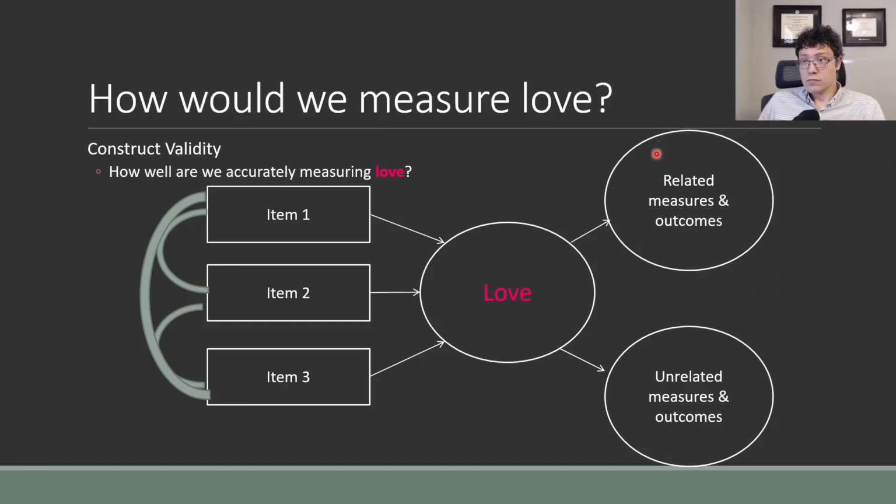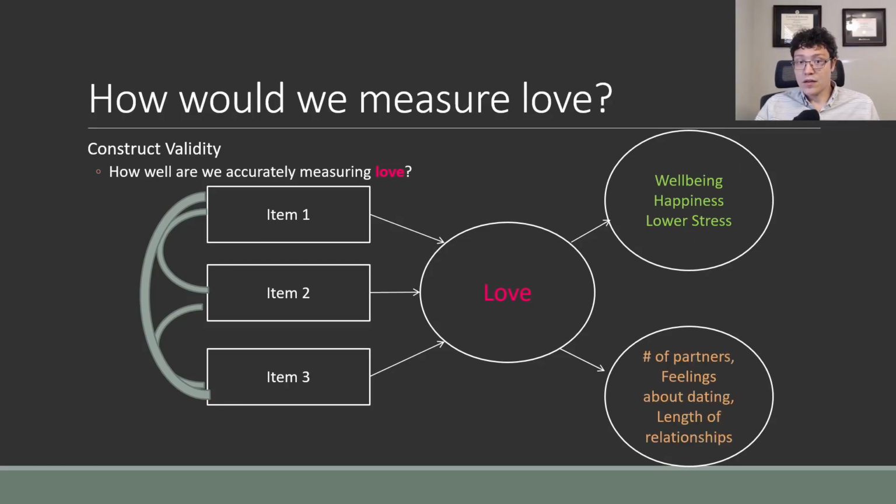Well, when we measure love, it gives us some outcomes related to love, right? So, we know that things related to being in love include being happy, having an increased amount of oxytocin, and also well-being, happiness, and lower stress. But when we measure love, we might also be getting unrelated things, right? We might also be getting some information about how long these relationships lasted, which isn't necessarily an important aspect of this.